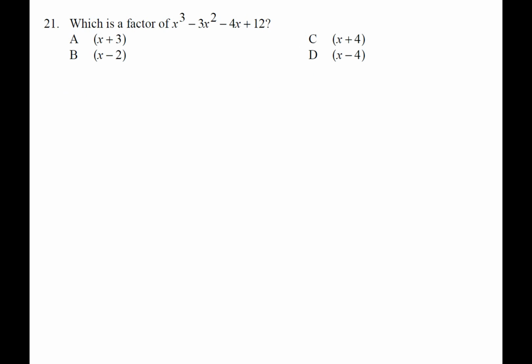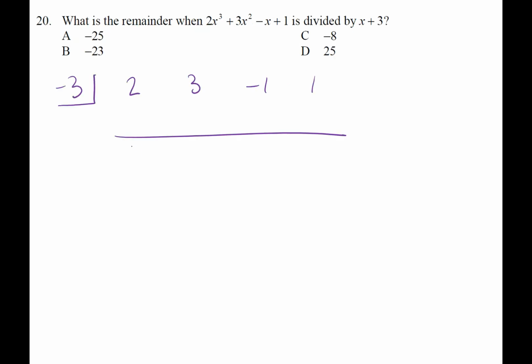I start by dropping my 2. Negative 3 times 2 is negative 6. Adding it up, 3 plus negative 6 is negative 3. Then I multiply again. Negative 3 times negative 3 is 9. Negative 1 and 9 is 8. And negative 3 times 8 is negative 24. And 1 and negative 24 would be negative 23.